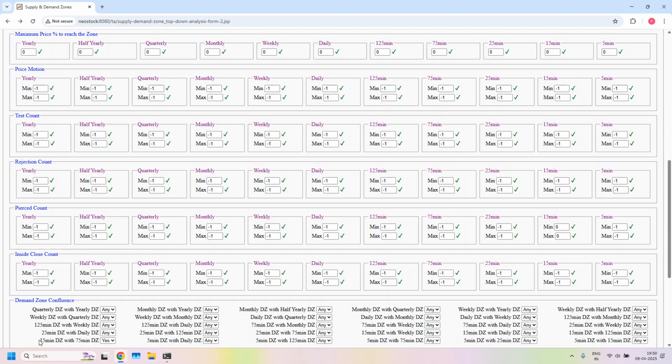Oh, sorry, yeah. Actually I am looking here. Here we have already set the 15 minutes demand zone and 75 minutes demand zone confluence. One filter is enabled. Next, the 15 minutes demand zone with daily demand zone confluence, and the 75 minutes demand zone with daily demand zone confluence. These 3 filters are enabled: the first one, second and third.